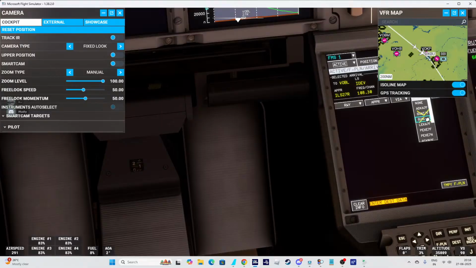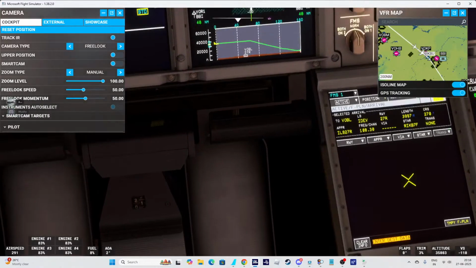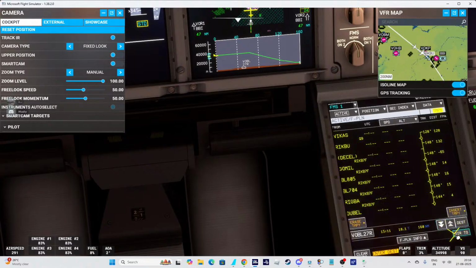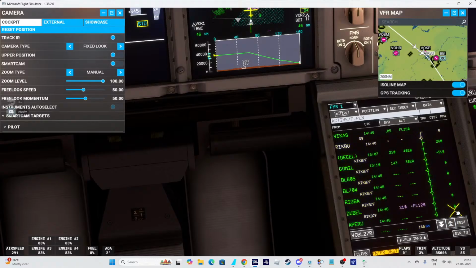India 223, descend level 120, contact radar 127.75. Descend 120, contact radar 127.75, Air India 223, thank you. Radar, good evening, Victor Papa Charlie, Alpha Lima, level 140.